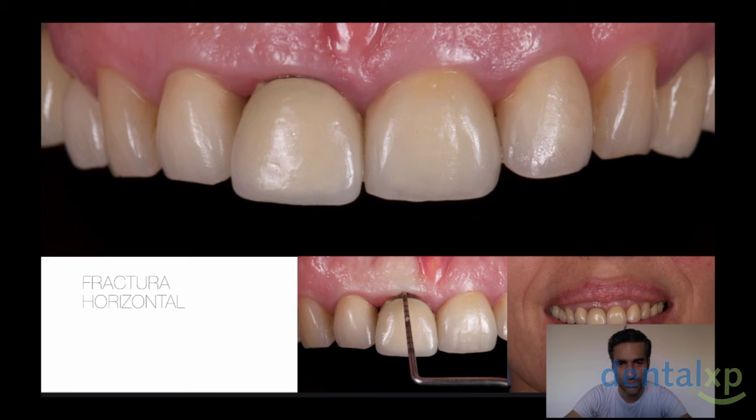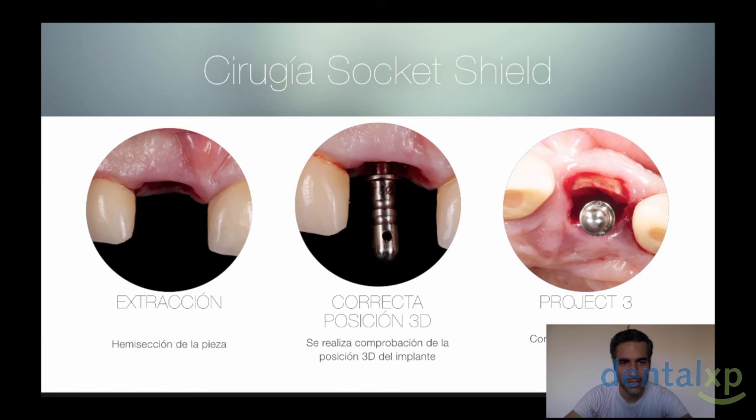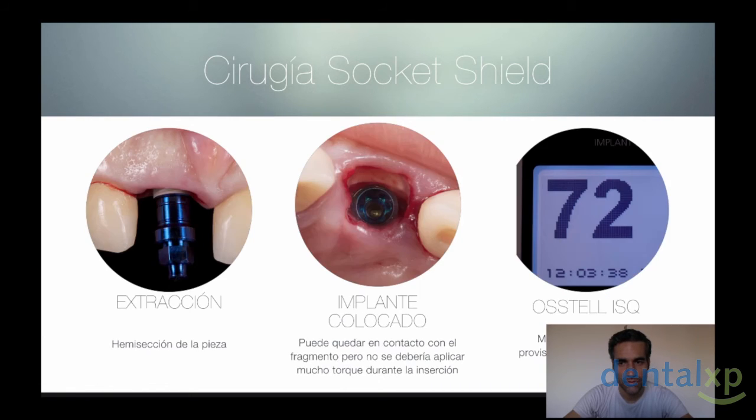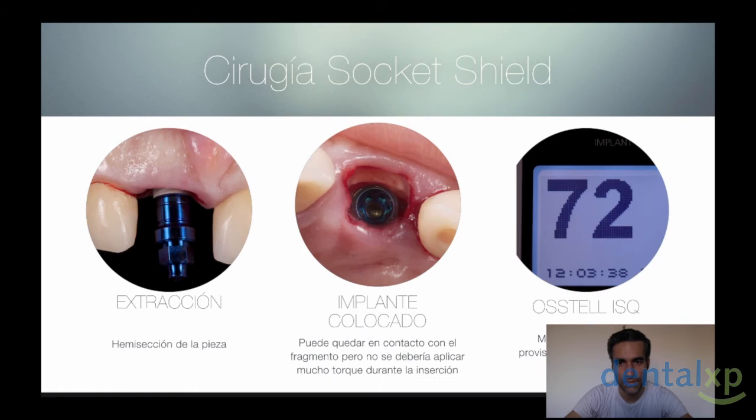This was a very complicated case because the patient had a high lip smile line. So we have to be very careful. We did a simulation with Smile 5D. We did the extraction. We placed the implant in the correct position, and as you can see, the shield perfectly. We placed the implant, and the implant is in contact with the fragment.